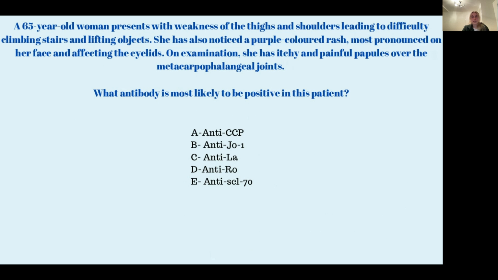So if we break the question down, she's got weakness of her thighs and shoulders leading to difficulty climbing stairs. So that's your proximal limb weakness. She's also got that heliotrope purple rash, which is on her eyelids, which is a feature of dermatomyositis. On examination, you can see that she's got itchy and painful papules. So these are your Gottron's papules over her metacarpophalangeal joints. So it's leading you to the diagnosis of dermatomyositis, and then you need to know which antibody would be associated with that. So in this case, it's anti-Jo1.